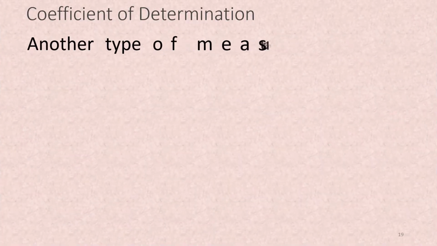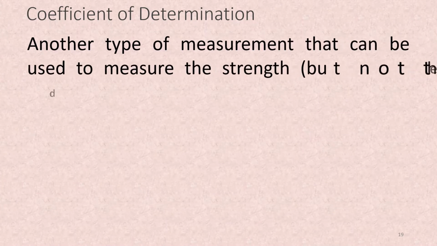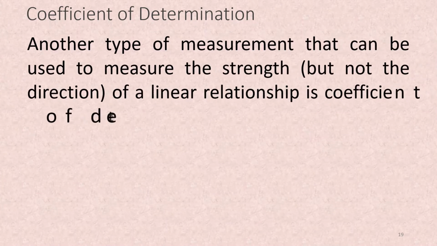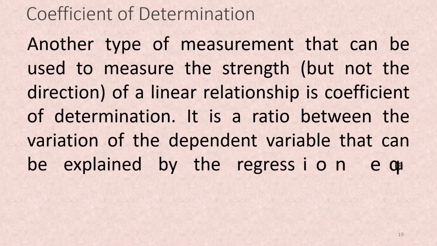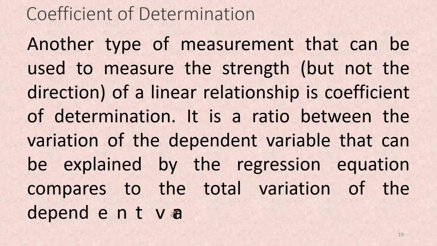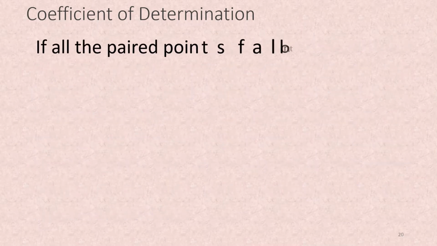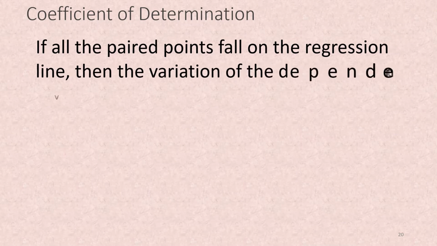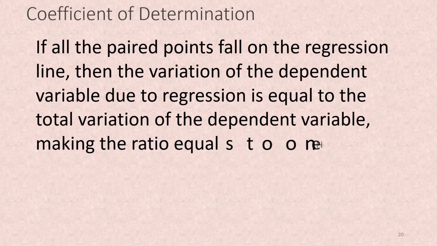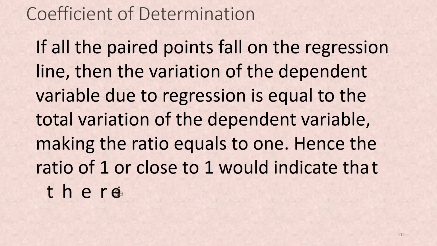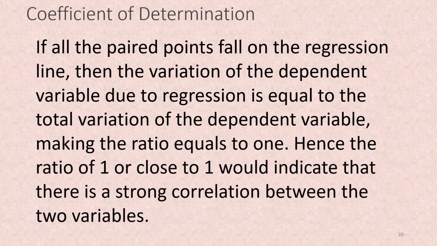Another type of measurement that can be used to measure the strength, but not the direction, of a linear relationship is the coefficient of determination. It is a ratio between the variation of the dependent variable that can be explained by the regression equation, compared to the total variation of the dependent variable. If all the paired points fall on the regression line, then the variation of the dependent variable due to regression is equal to the total variation of the dependent variable, making the ratio equal to 1. Hence a ratio of 1 or close to 1 would indicate that there is a strong correlation between the two variables.